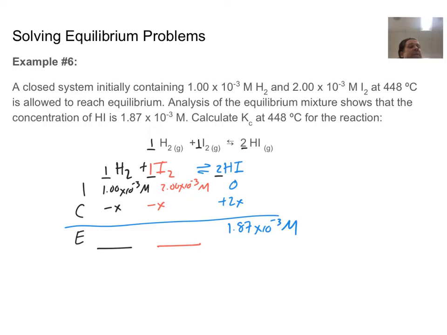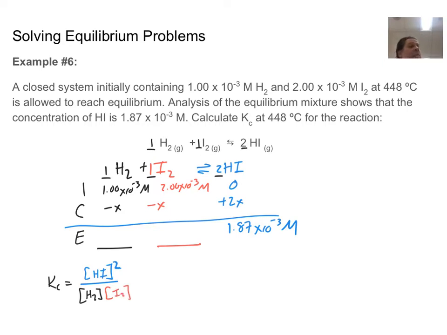And so in this case, I'm going to cheat a little bit, because I could write the expression, which I'm going to have to write at some point. So I'm going to do that over here. I'm going to say that Kc is equal to the concentration of the products, which is HI squared, because of the coefficient, over the concentration of the reactants, which is H2 and I2, and those don't get a coefficient.